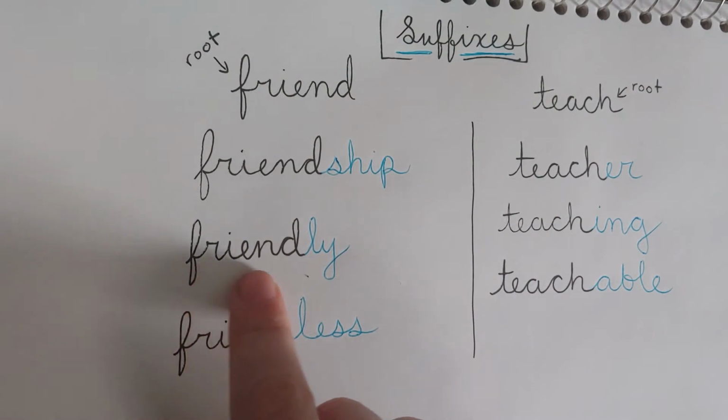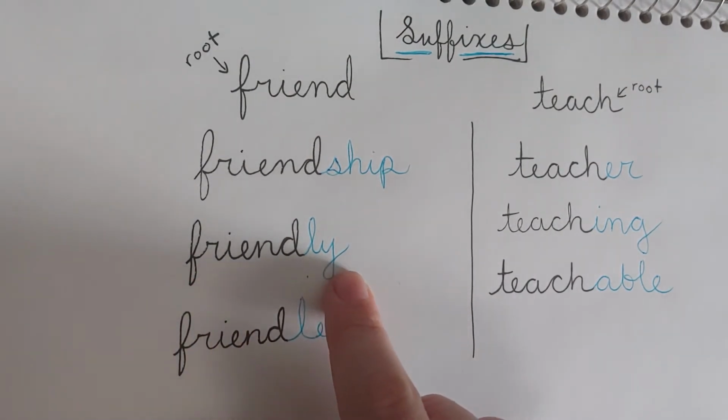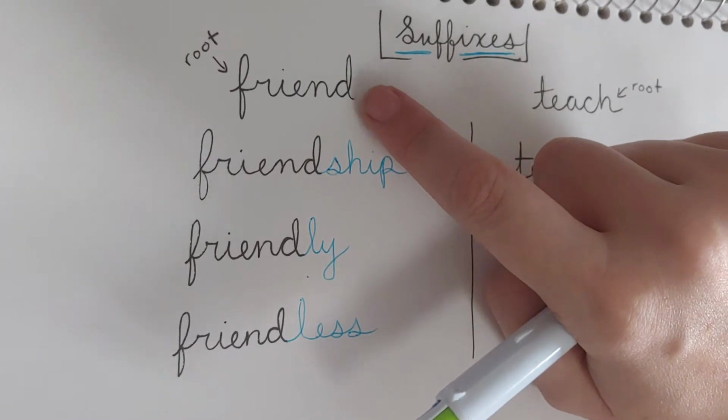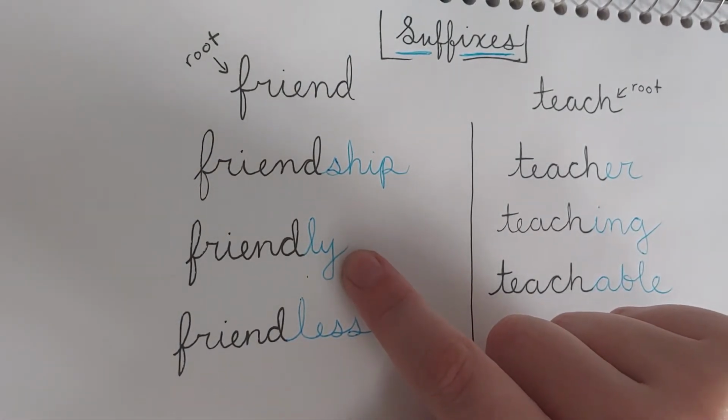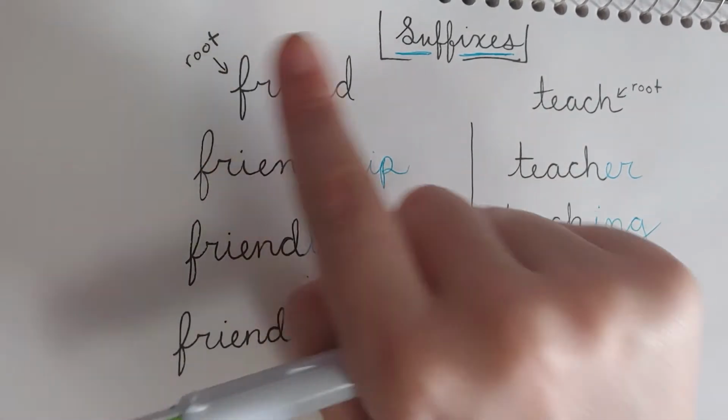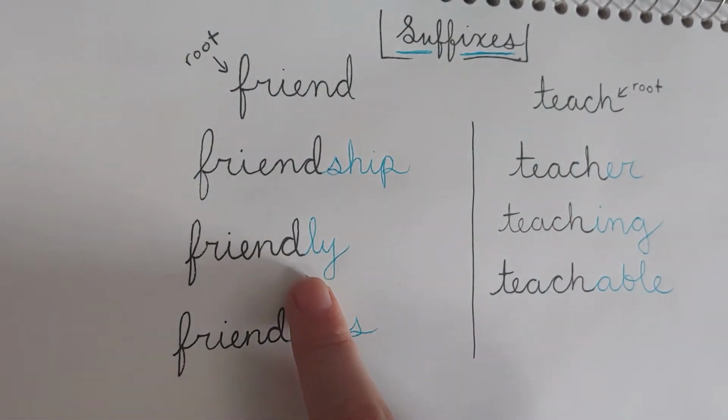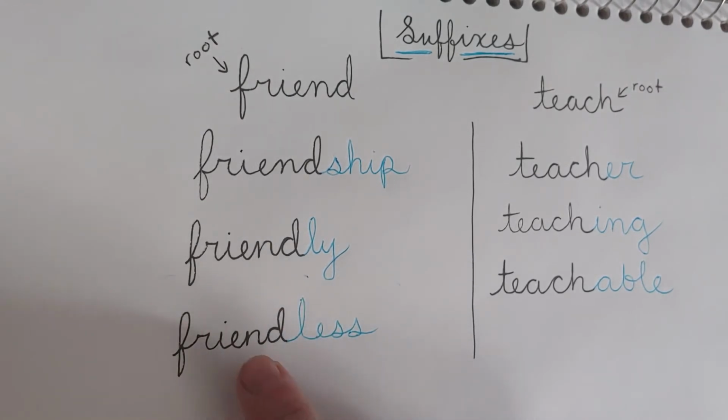If we say friendly, if we put the suffix ly on the end, it changes it into an adjective that you would use to describe someone. Perhaps someone who would make a good friend would be friendly. Same word, same root, but with a different suffix, changes its meaning just a little bit. Here's the last one I could think of with the word friend.